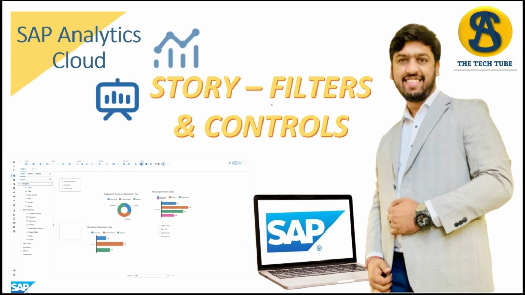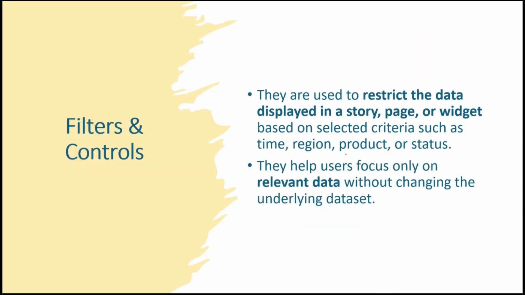So today we are going to discuss filters and controls within stories in SAP Analytics Cloud. Starting with the definition, they are basically used to restrict the data displayed in a story, page, or widget based on the selected criteria. You can use any of the dimensions like time or date or region, company code, department, anything which is your dimension, to restrict the data, and you can do this restriction at different levels, that is at page, story, and widget.